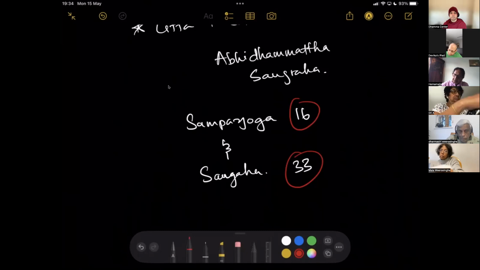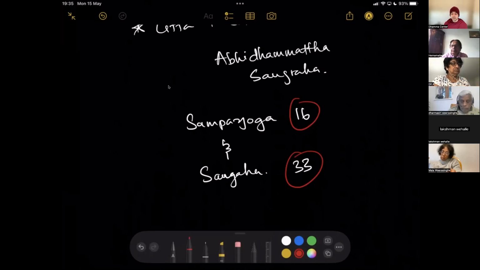Bhante, what is the reference to find the Sampayoga and Sangraha? The Sampayoga and Sangraha are in the book, the two charts. Can someone quote the page of the book? Does anyone know?